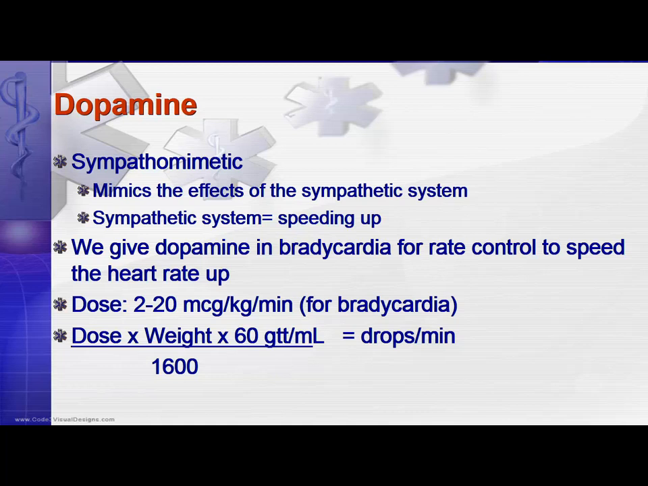Oh, okay. So, you know, it's pretty simple here. Let's say that you're wanting to give, I don't know, 5 mics. You want to get 5 mics per kg per minute. Let's just go easy. So 5 times, let's say they weigh 220 pounds. How convenient. 100 kilograms times 60 drips divided by 1600.